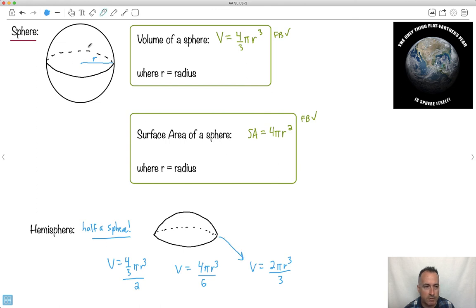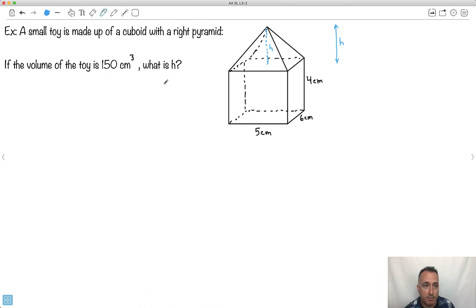What if you wanted the surface area of it? Well, you could take this 4 pi r squared, divide it by 2, that would give you the top part, but you'd still need the bottom part, so you'd have to add the area of a circle on the bottom. So just to show you that they can do some sneaky things, you just got to know what every word means. Hemisphere just means half of a sphere. There you go.